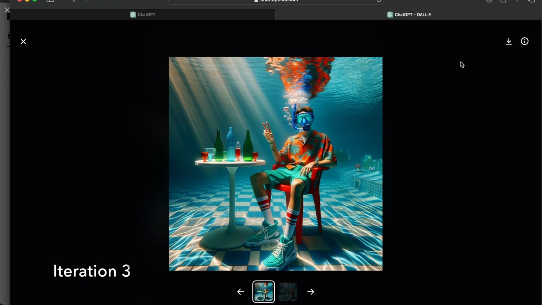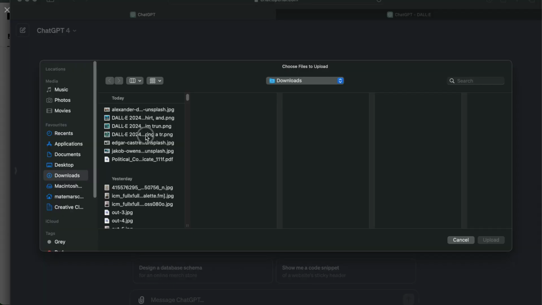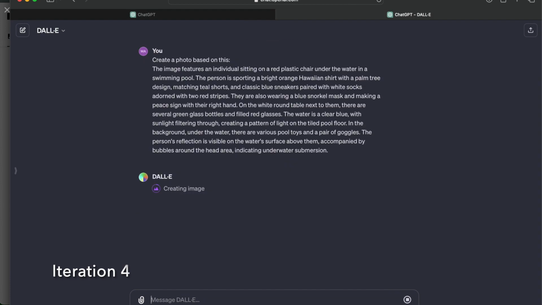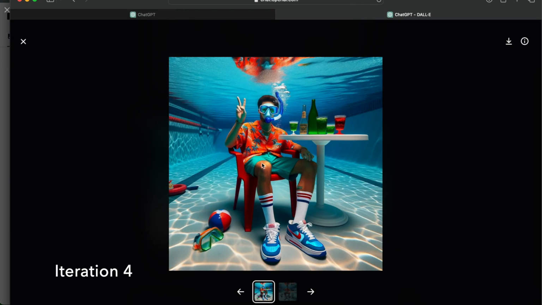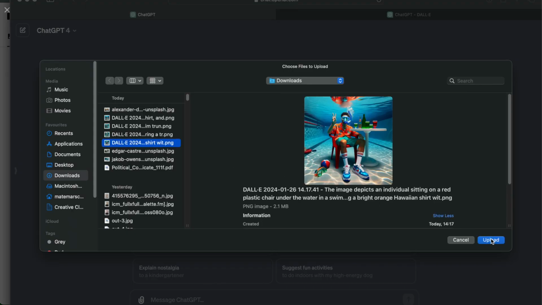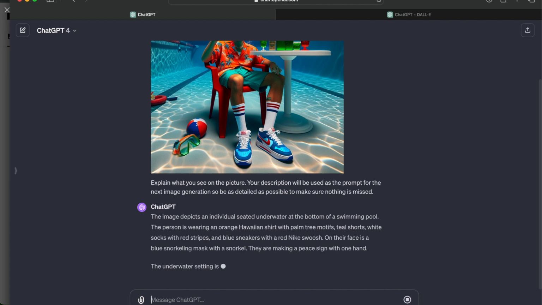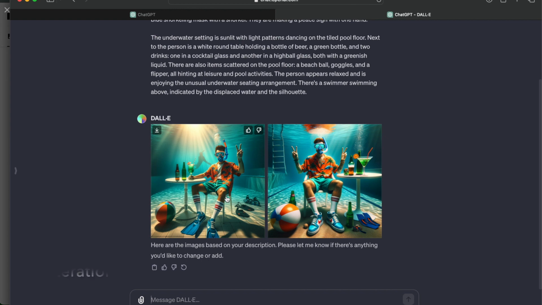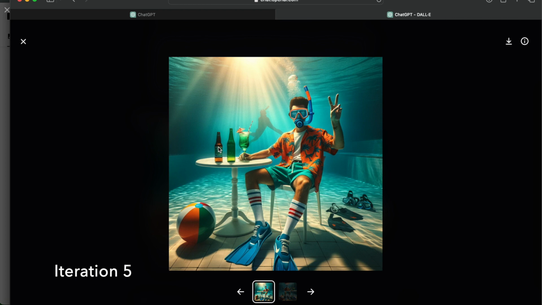On the third picture we now have a table and a few random objects in the background which we didn't have on the original. Number 4 is almost the same, taken from a slightly different angle. On the fifth generated image, we now have flippers on the feet of the person, and it seems those scattered objects have decided to stay. A beach ball, flippers and goggles, and there's now another person in the background.